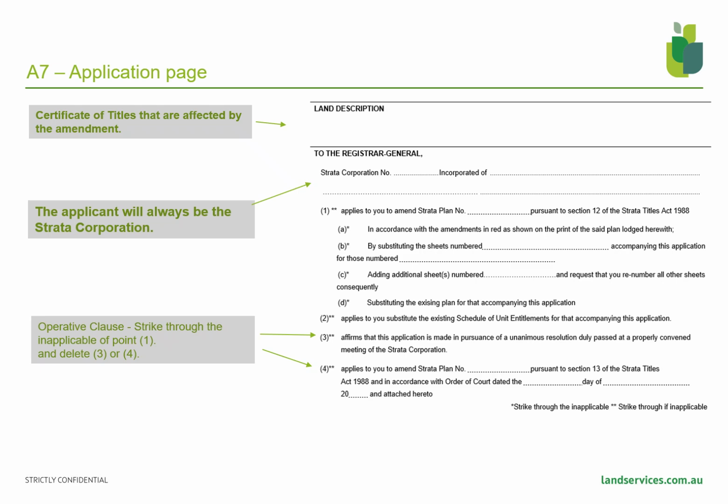You will need to strike through the inapplicable points shown in the operative panel. For point 1, you will most likely be striking through A to C and leaving point D. Point D shows the statement substituting the existing plan for that accompanying this application, which indicates that all new sheets for the strata plan will be lodged and will replace all of the existing pages.